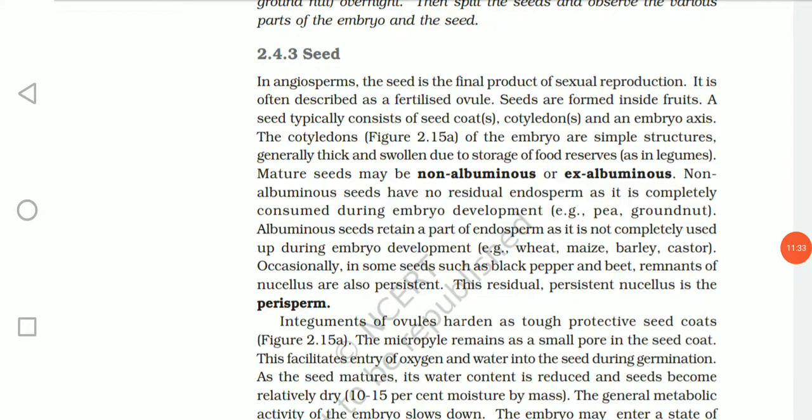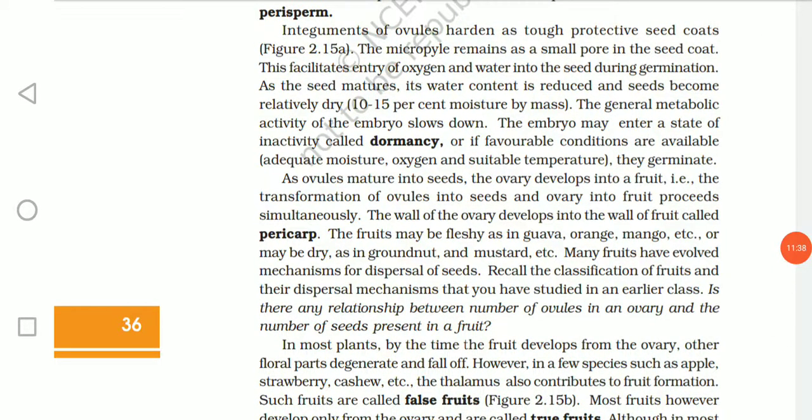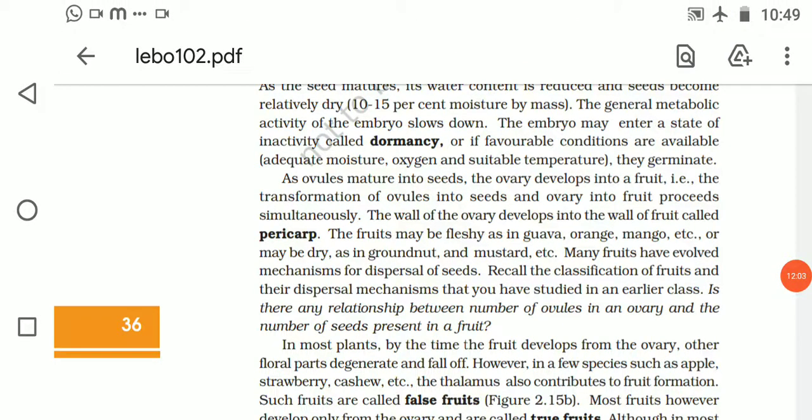Next, the integuments of ovules are hardened as a tough protective seed coat. The micropyle is a small hole that you see in the seeds. It facilitates entry of oxygen and water during germination. Usually the seed takes some time before germination. This period is known as dormancy. And once the seed gets the right amount of moisture and oxygen, it will germinate.